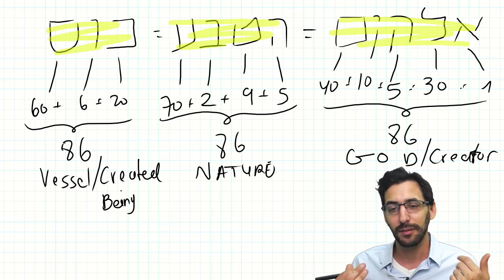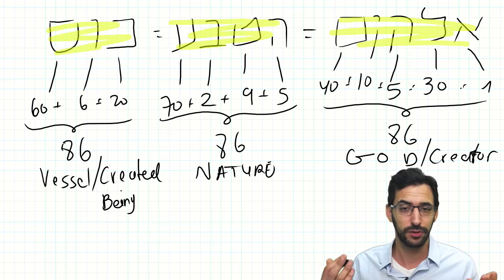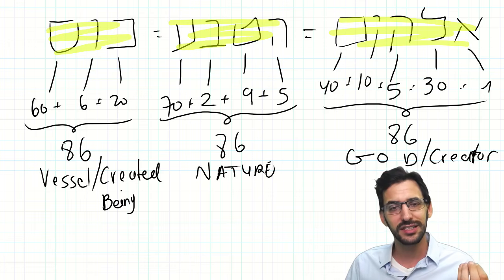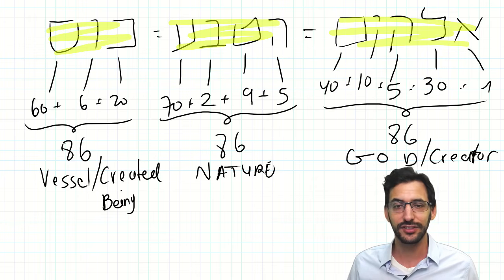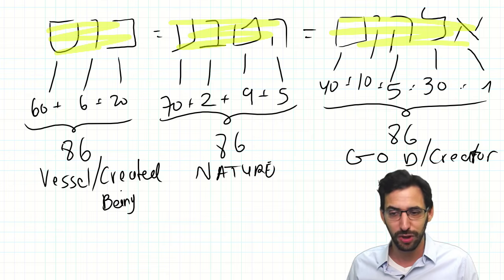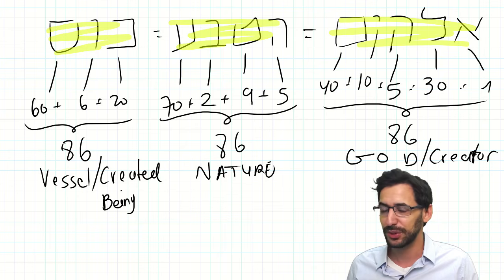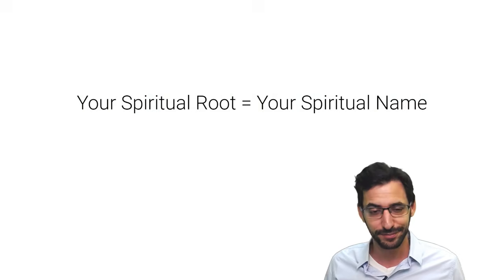And this beautiful synonym, that Elokim, or nature, however you want to call it, is the same. It's a spiritual synonym for this vessel, for the created being. It resembles the state that we need to reach. So that's a bit of some games with spiritual synonyms. And now, as I promised Felicia, I want to talk about one more short topic, which is your spiritual root that equals your spiritual name.